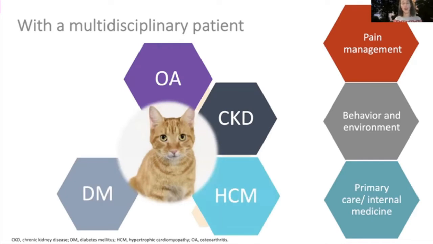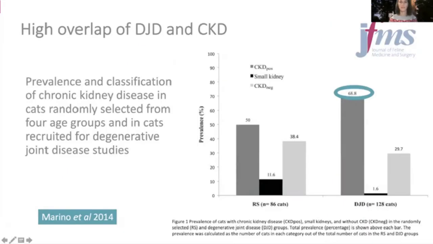But our patients often don't come to us with just one problem, right? It's not just the OA. They also may have chronic kidney disease. I'll show a slide in a second that shows the high overlap of chronic kidney disease and OA. They might have hypertrophic cardiomyopathy. They might have diabetes. They rarely come to us with just one problem. So this is data from a study that was done at NC State that looked at that overlap between degenerative joint disease and chronic kidney disease. And what I want you to focus on here is this degenerative joint disease group.